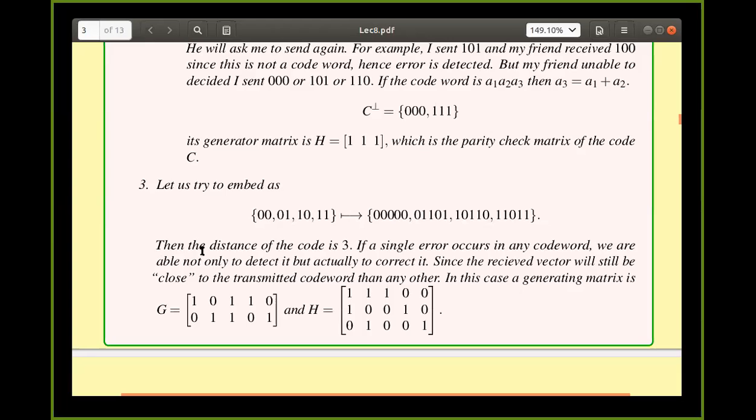Now the distance of the code is 3. If a single error occurs in any code word, then we are able not only to detect but also to correct it. What is the reason? The received vector will still be closer to the transmitted code word than to any other. In this case, the generator matrix is this, right?